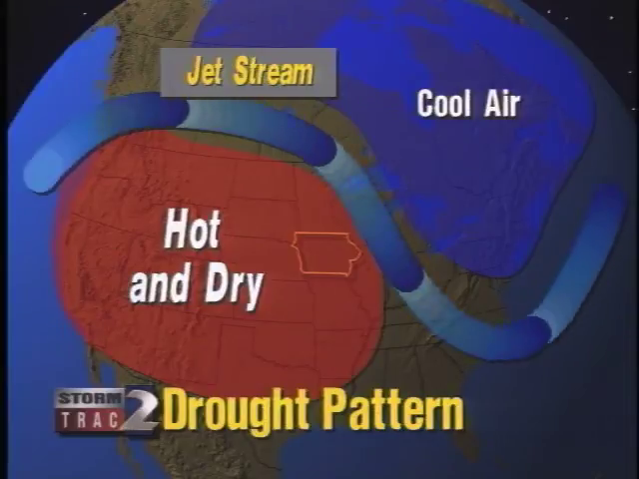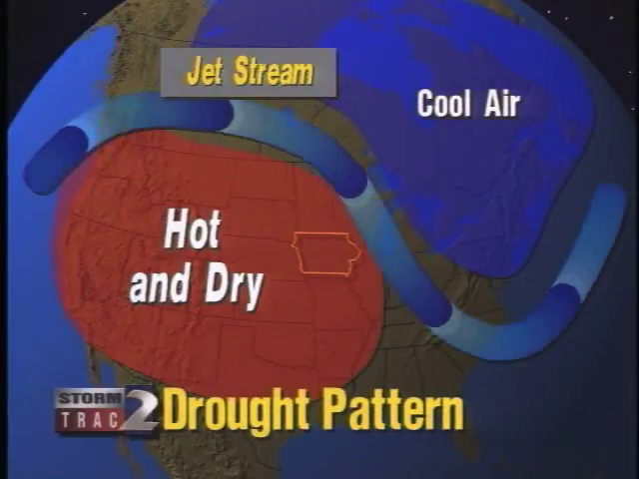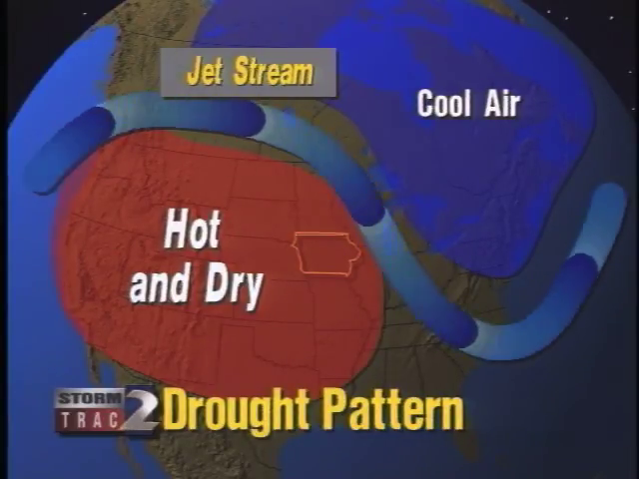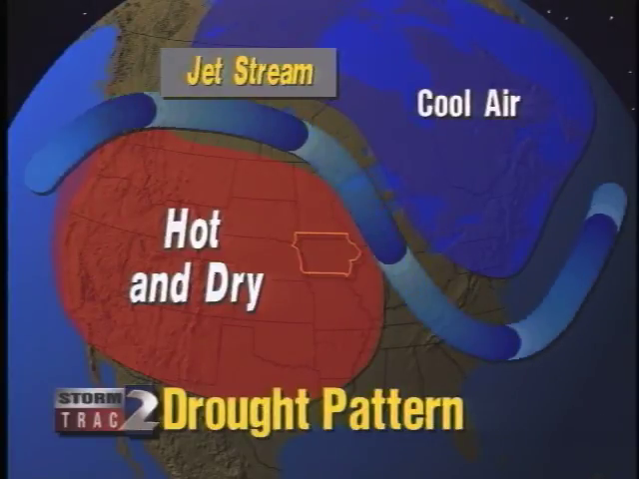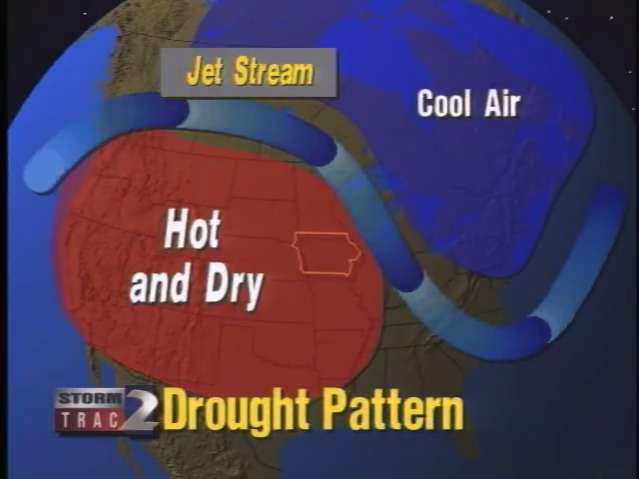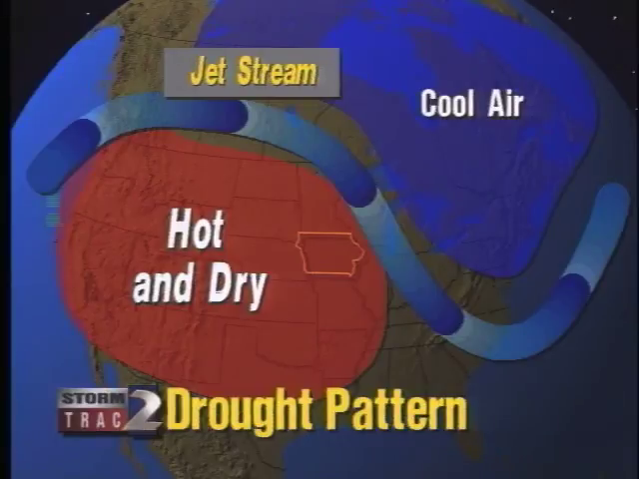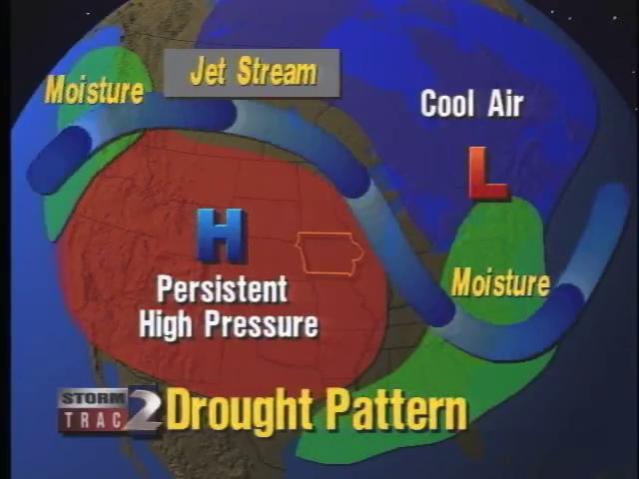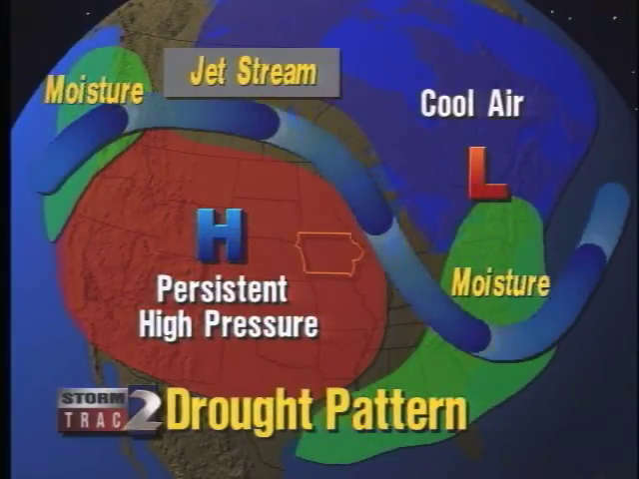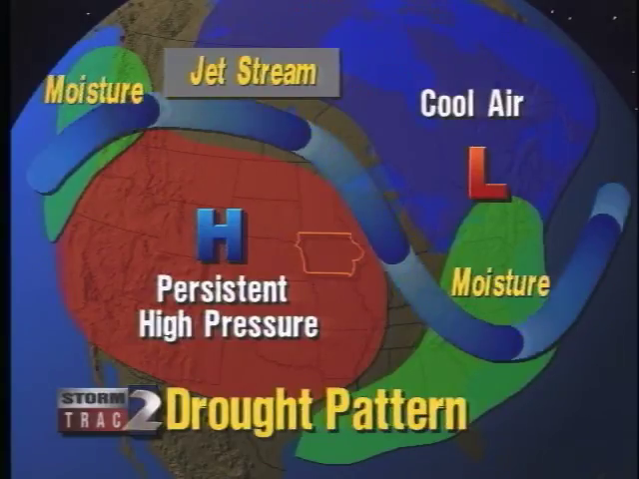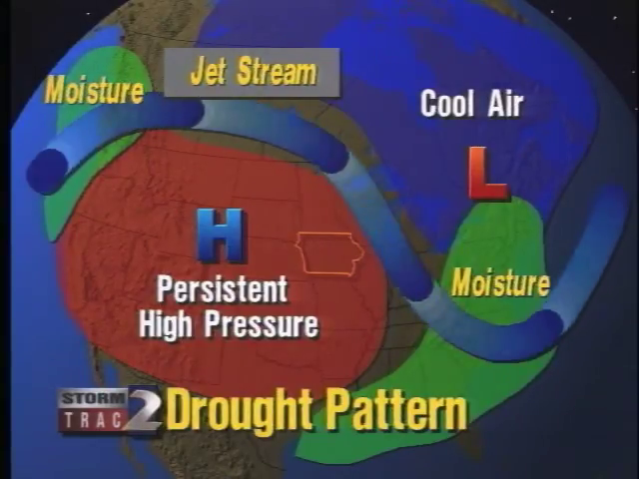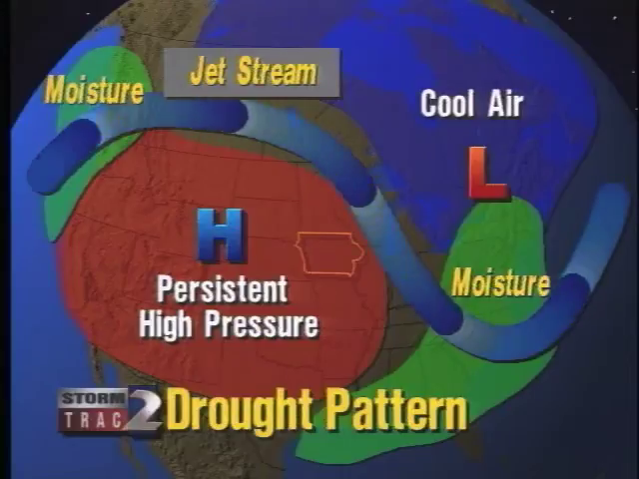The typical drought pattern features a large area of hot and dry conditions over the western two-thirds of the country, with the steering currents of the atmosphere, called the jet stream, far to the north of Iowa. This pattern of persistent high pressure west of Iowa displaces most available moisture from the Gulf of Mexico to the southeastern states and to the Pacific Northwest, leaving Iowa hot and dry.